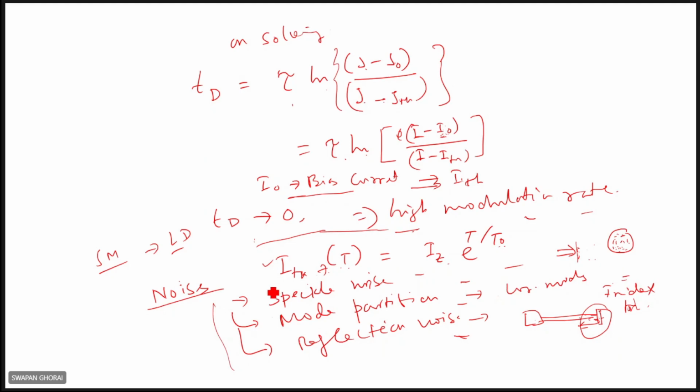Also, when you deal with lasers in optical fiber communications, you can face these problems: speckle noise, mode partition noise, reflection noise. What is speckle noise? If you illuminate a wall with a laser, you can see some granular spots, some twinklings. Dark and white points are created. Those are actually speckles. These are called the speckles.